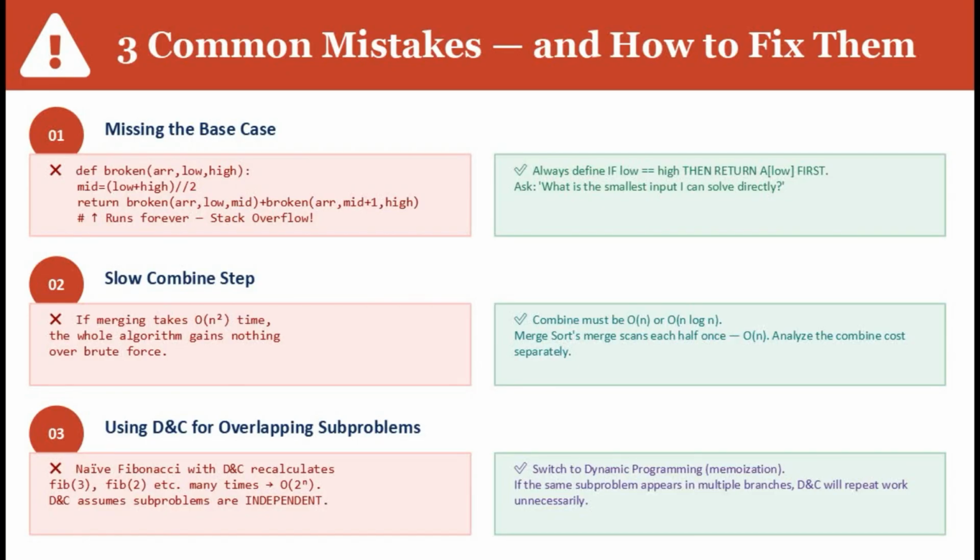The function calls itself on each half, but there is no check to stop when the subarray has just 1 element. Without that check, the function calls itself forever until the program runs out of memory and crashes with a Stack Overflow error. The fix is simple. Always write the base case first, before any recursive calls.